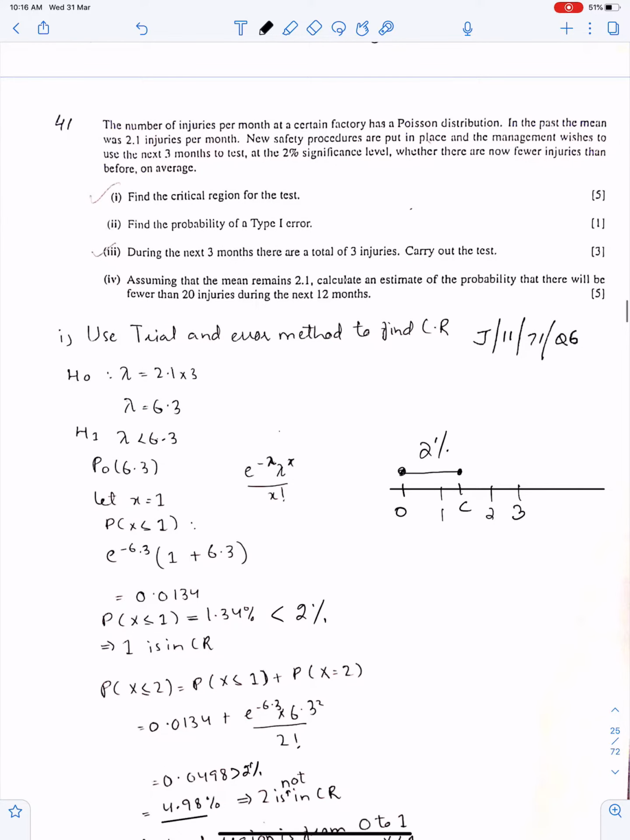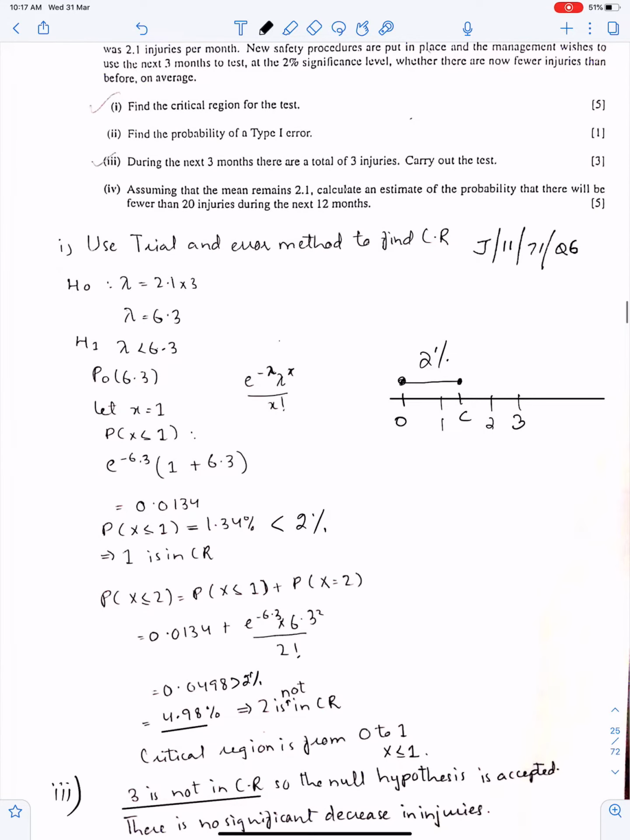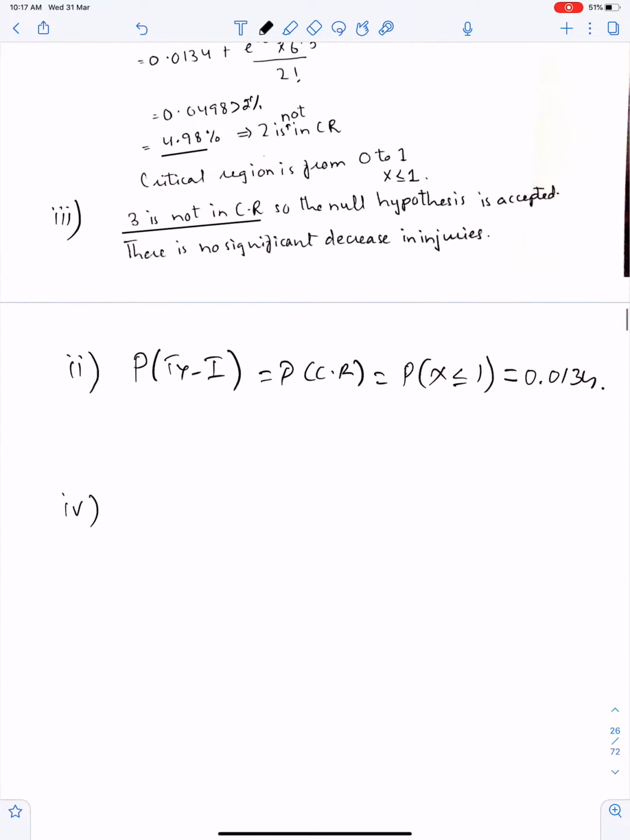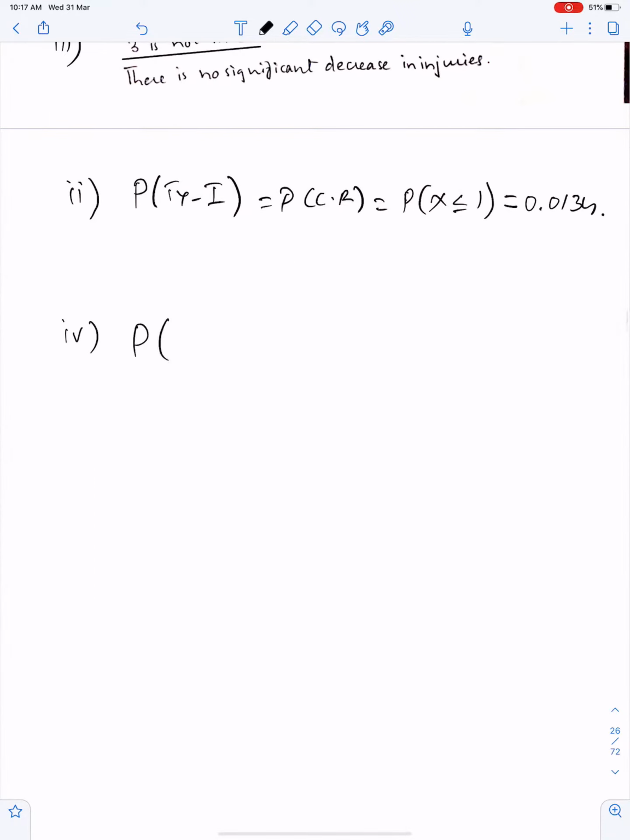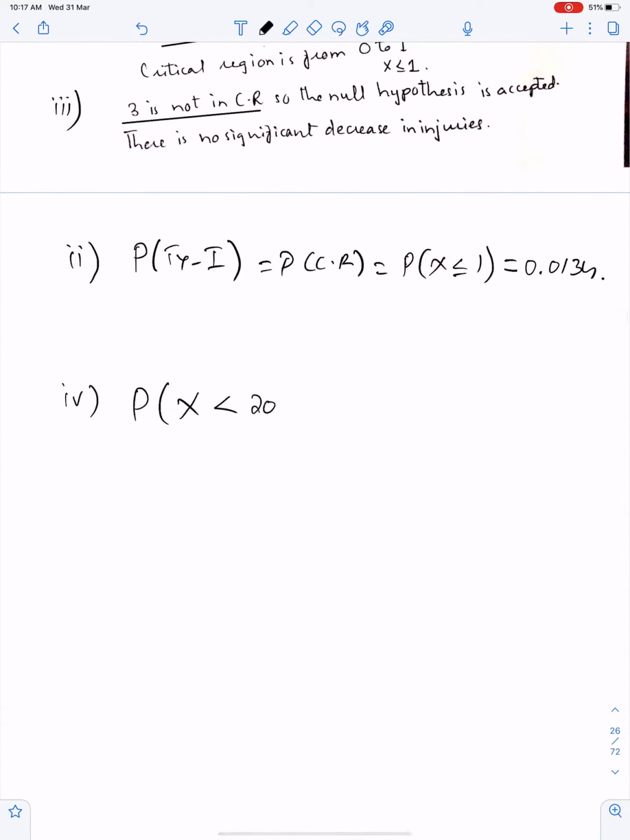Last part. Assuming that the mean remains 2.1, calculate an estimate of the probability that there will be fewer than 20 injuries during the next 12 months. This is the normal approximation. We need less than 20 injuries, and lambda is 2.1 into 12. This lambda will be greater than 15, I guess.